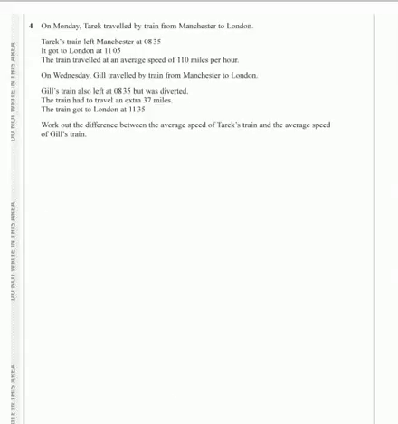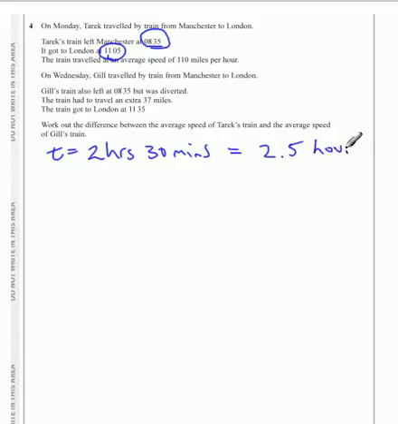Question number 4, we are looking at this train journey from Manchester to London. First thing we're going to look at is the times. So that is 8:35 to 11:05. It would take us 1 hour to get to 9:35, 2 hours at 10:35, and then an extra 30 minutes up to 11:05. So that is 2 hours, 30 minutes, or 2.5 hours, keeping it all in hours.